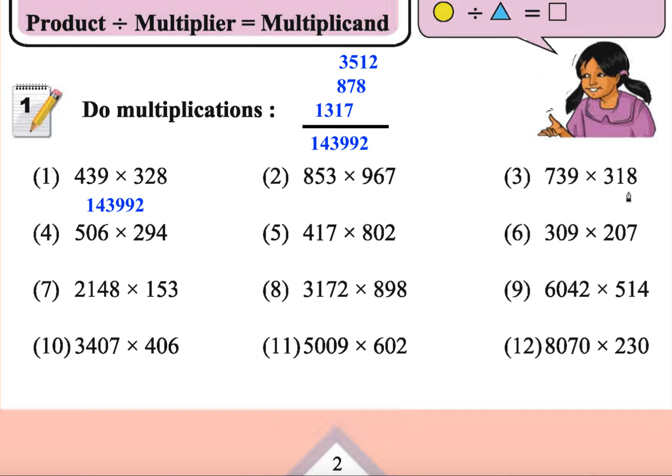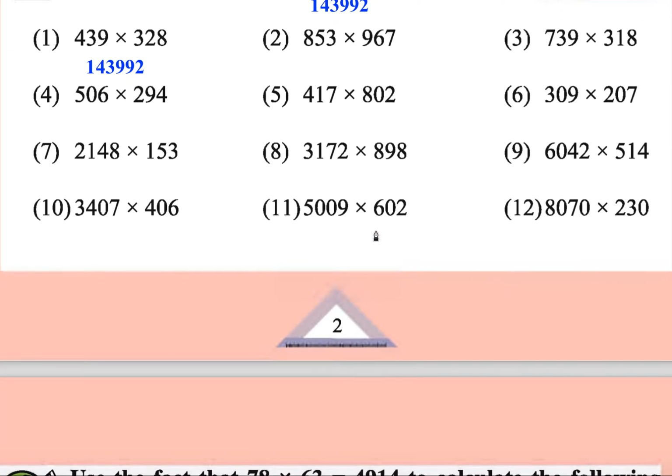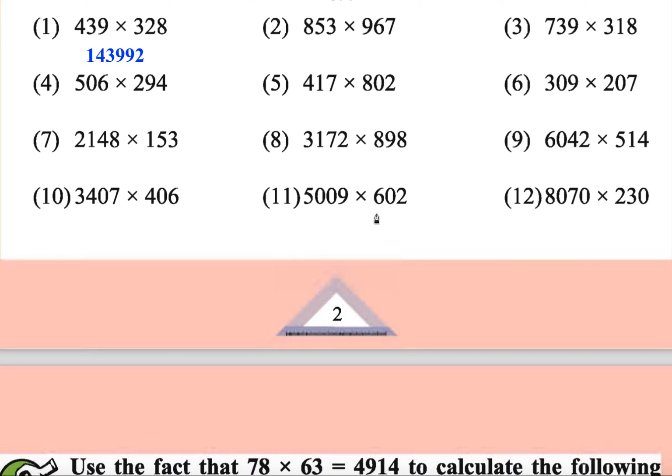Similarly, you proceed with the other examples. Not so difficult, right? Say 5009 into 602. We can alternatively do this one in a different way. What is that different way? 5009 can be written as 5010 minus 1. 602 can be written as 600 plus 2.